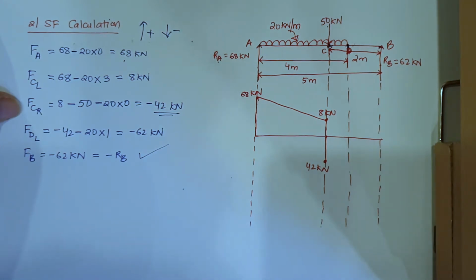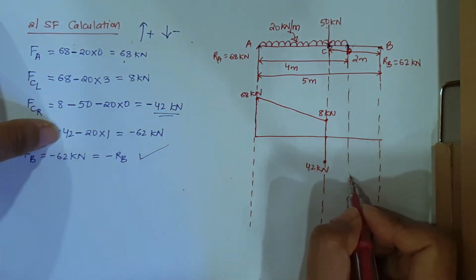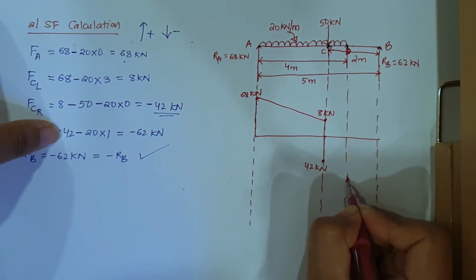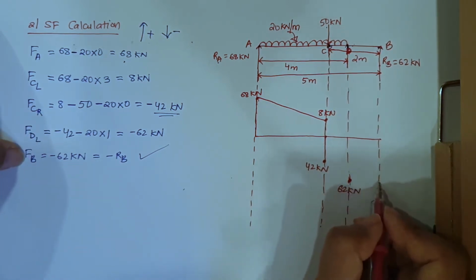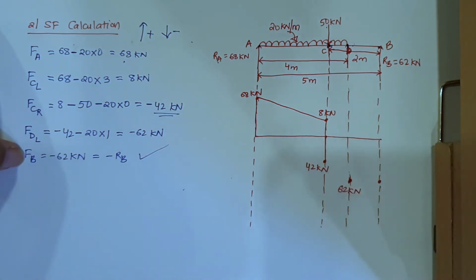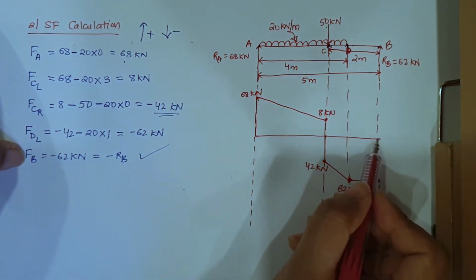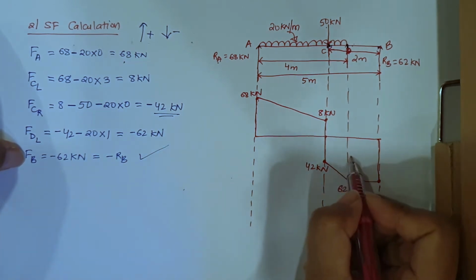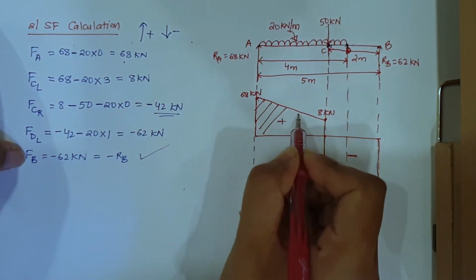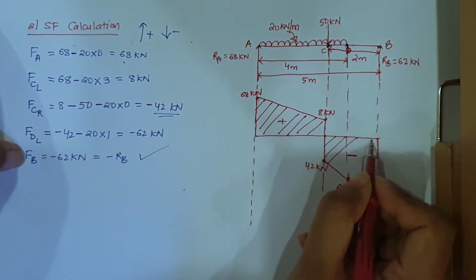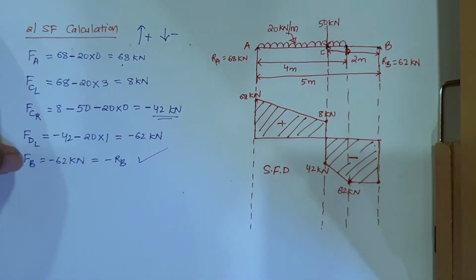42, right? Now at point D, how much came? Minus 62. So this is my point D, and I mark minus 62 here. So this is 62 kilonewton, and at B also, at this point too, it is 62 kilonewton. So here also 62 will come on the same line. So I join this here, and here, right, then join this line here. So below this line is all in minus, above this line is all in plus. Let me shade it. So this is your shear force diagram.